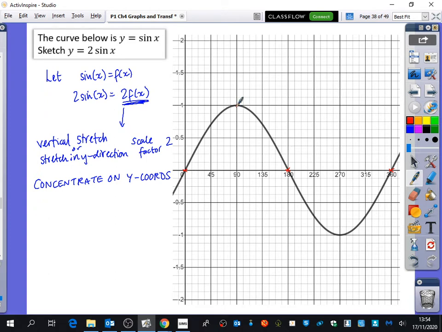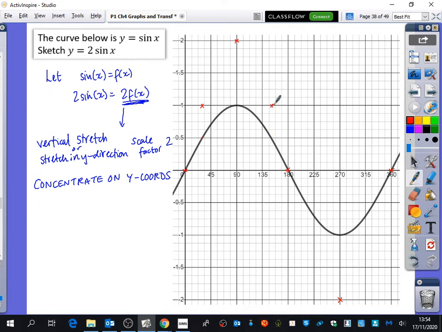The top of the bump here is at 1, so it's going to go all the way up to 2. This bump goes down to -1, so it's going to go all the way down to -2. If you want to, you could see at this point here it's at a half. So at this point here, it's going to be at 1. This is where it's at a half. So here it's going to be at 1.